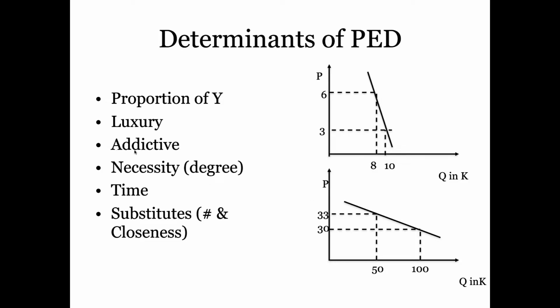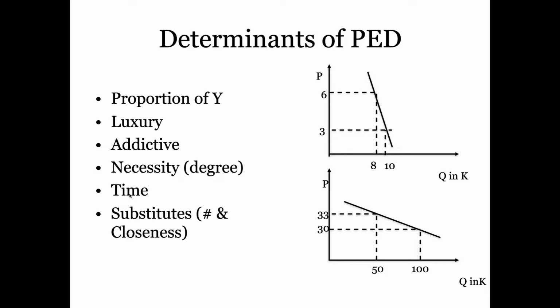The next two, addictive and necessity, are also very similar, in that generally if something's addictive, you've got to have it. For example, if you were a smoker and you were addicted. Same with necessities, like we need them to live. We have to have them, whether that's water or shelter. It depends on the degree of necessity; some things are more needed than others, but again, generally addictive things and necessities tend to be more inelastic. If the price of water goes up, the quantity doesn't fall much because we've got to have it.